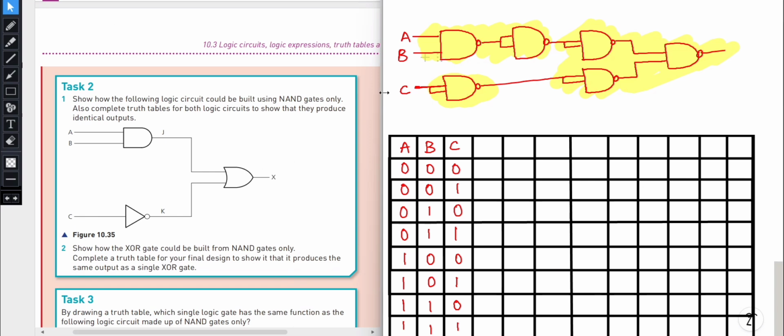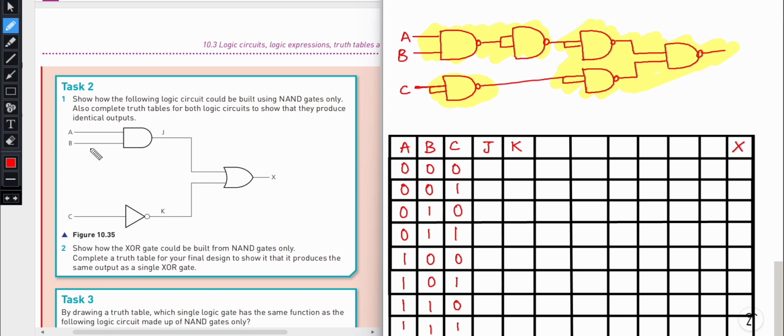They wanted us to show something like this, and then they said to complete the truth table for both logic circuits to show that they produce identical outputs. So we have to see if they provide the same outputs. For that, firstly let's solve this one. Write the outputs of this logic circuit, and then we are going to write the answer for the other logic circuit. So let's see. We have J, we have K, we have X. Actually, let's write X at the end over here so that we can easily compare.